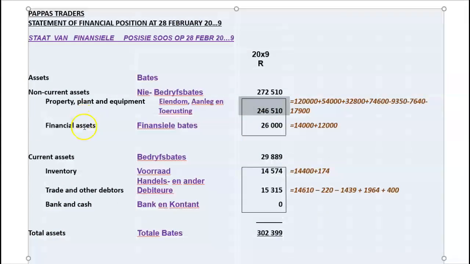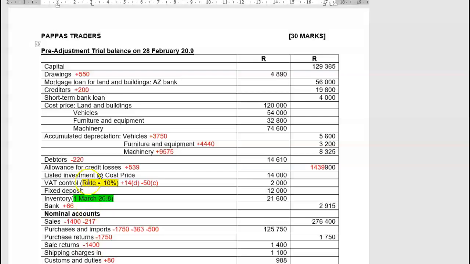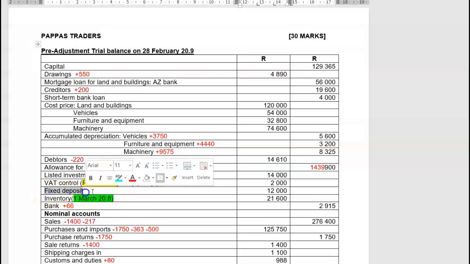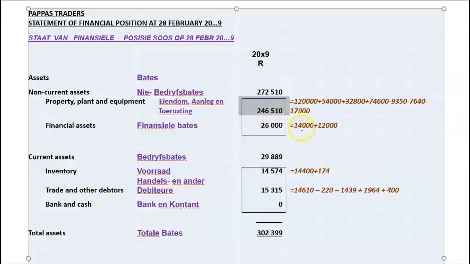Financial assets, a one-line item. There is a note that explains the makeup of the financial assets. And let's just have a look what it consists of. This one consists of our listed investments of 14,000 and our fixed deposit of 12,000. Now you should know that you have to distinguish in your note between investment in shares, where you should note investment in listed shares at cost price 14,000 rand. And then another subheading under financial assets, cash investments, and under that fixed deposit with all the particulars of the fixed deposit, the interest rates, where the deposit is being held, and the length of the deposit, you would then have 12,000 rand underneath that. So in total, my financial assets equates to 26,000 rand.